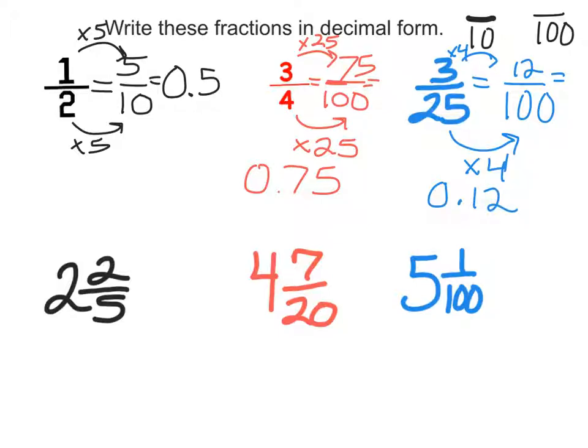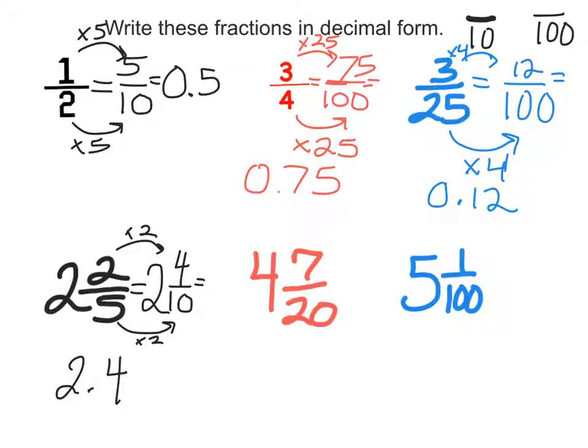All right, let's look at our bottom row. Now we have a mixed number, 2 and 2/5. Okay, the 2 wholes is going to stay the same, but we need to make our denominator 10 or 100. 5 can go into 10, and we multiplied it by 2, and what we do to the bottom, we'll do to the top. So that would be 2 and 4/10. And now writing it as a decimal, 2 and 4/10.